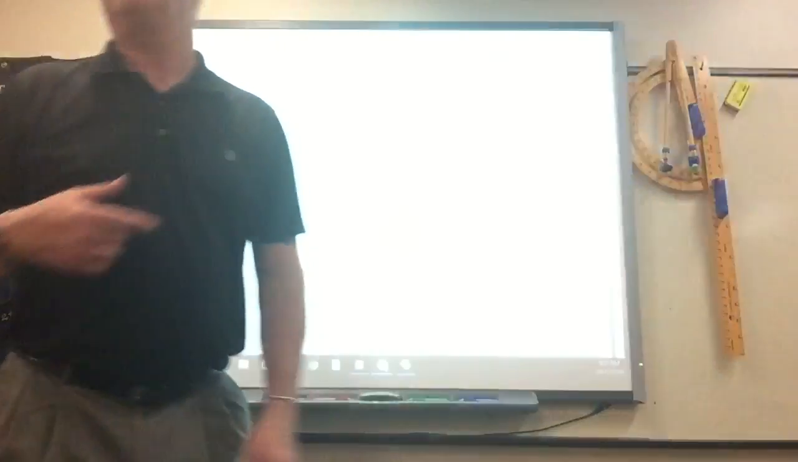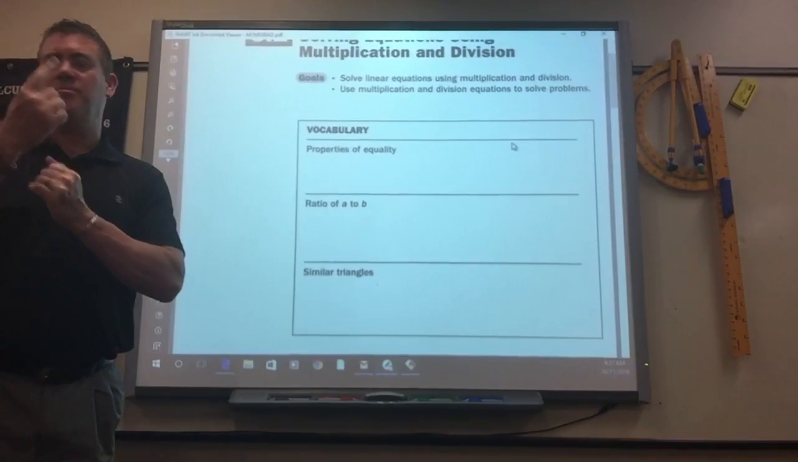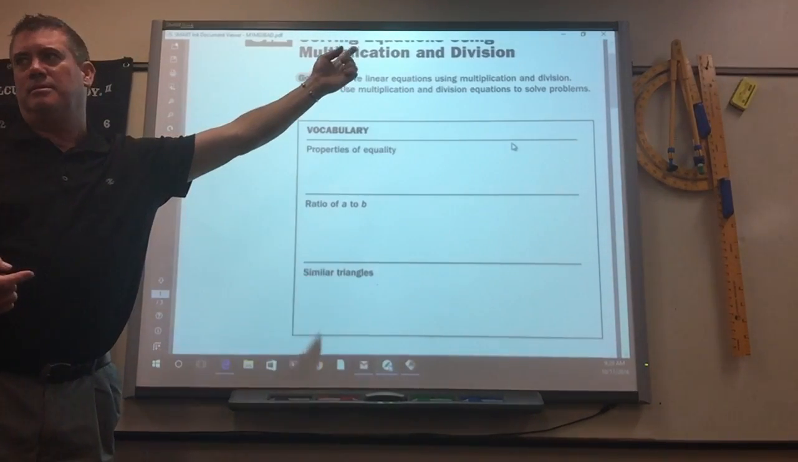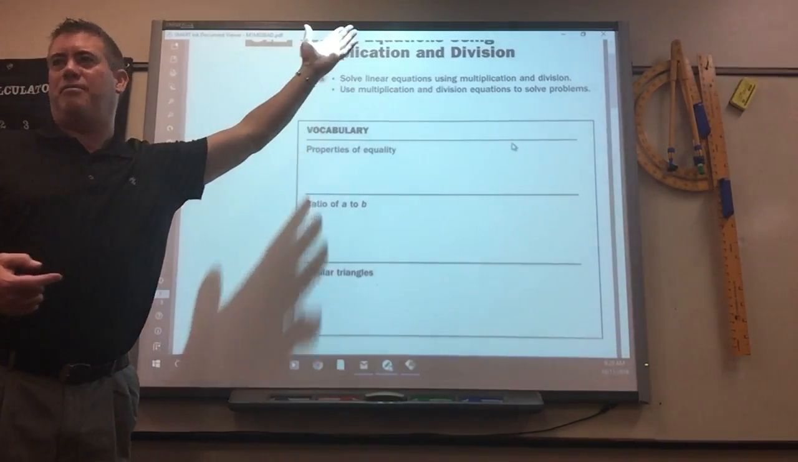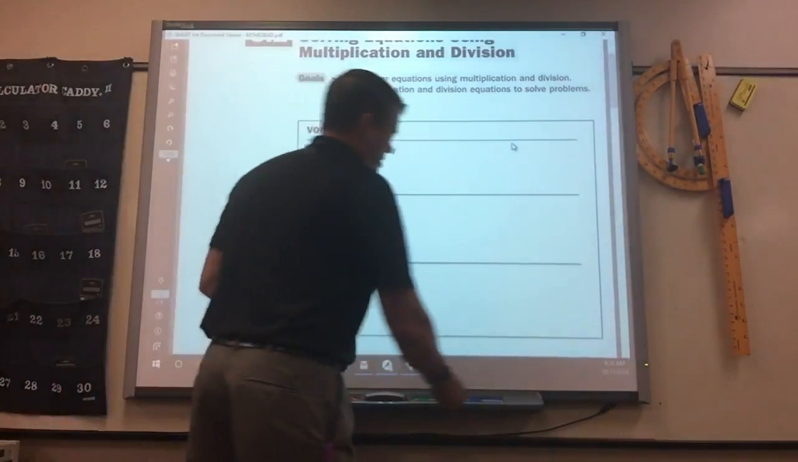Pretty simple assignment today. Yesterday was adding and subtracting one step. Today, multiply and divide one step equations. So again, they're just one step equations, it's just they're to multiply and divide.